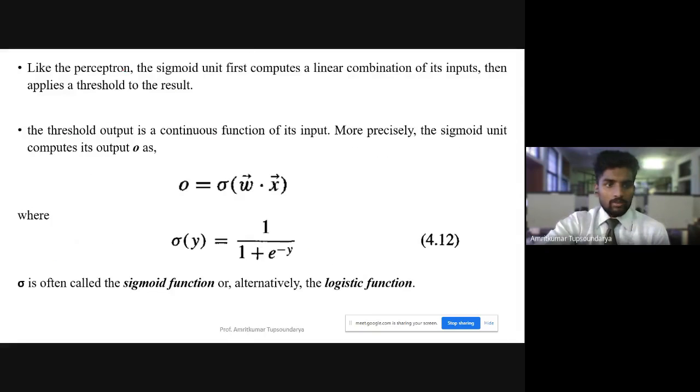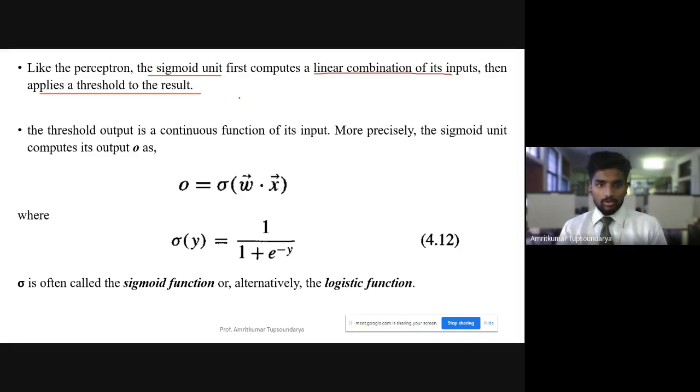Like I mentioned, it is almost like a perceptron, but the sigmoid unit first computes the linear combination of its input, then applies the threshold to the result. First it computes the linear combination, exactly like how we did in the linear unit. We get the linear output for a linear combination of its input. But along with this, we are also going to apply the threshold to the result. Please remember this point. We are applying the threshold to the result.